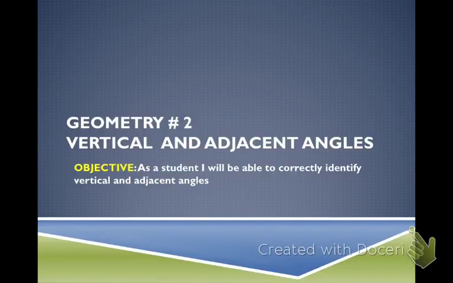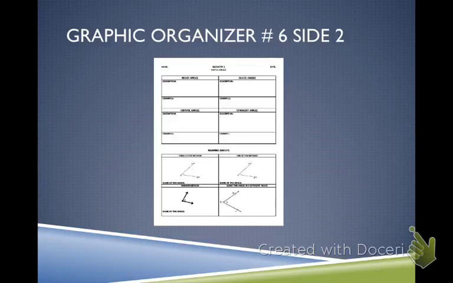Welcome back. Geometry folder number 2, vertical and adjacent angles. Your objective for this video: you should be able to correctly identify vertical and adjacent angles and their measurements. You will need graphic organizer number 6, side number 2. This is not side number 2. You will need the back side to this piece of paper, and we will be working at the top and the challenge problem at the bottom.